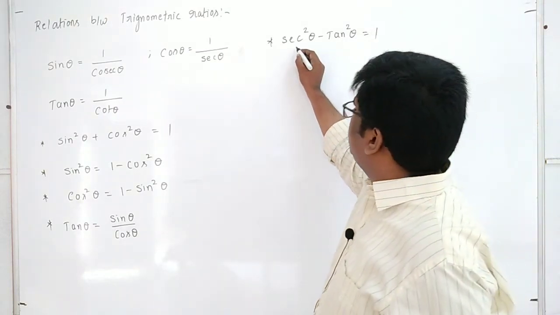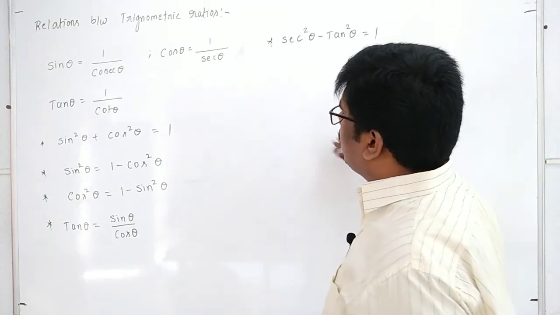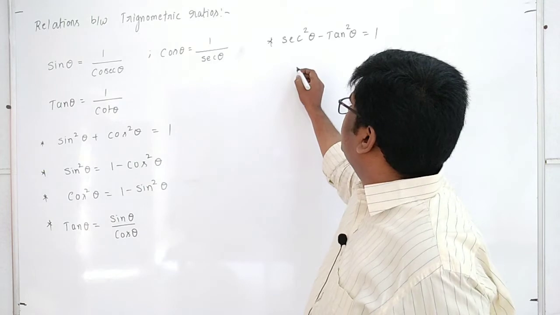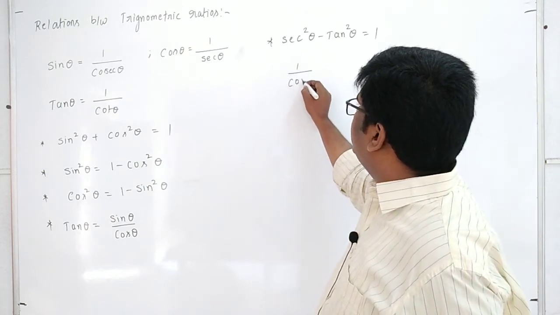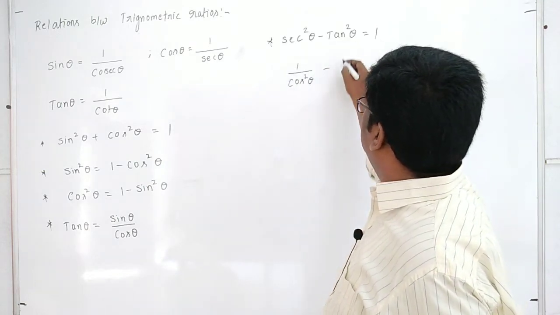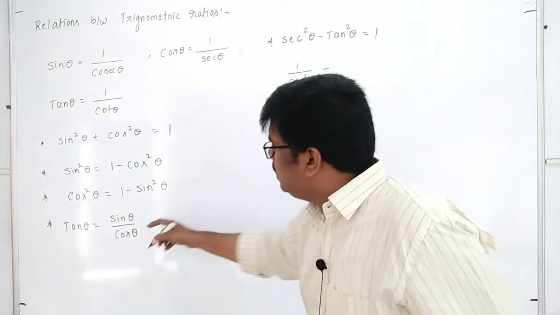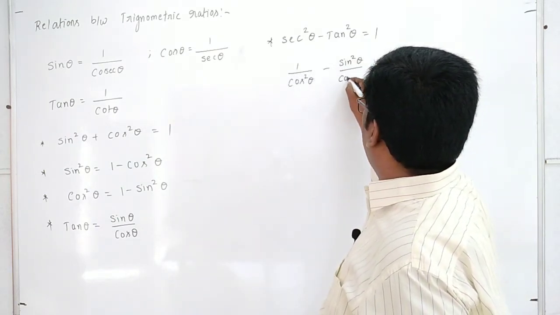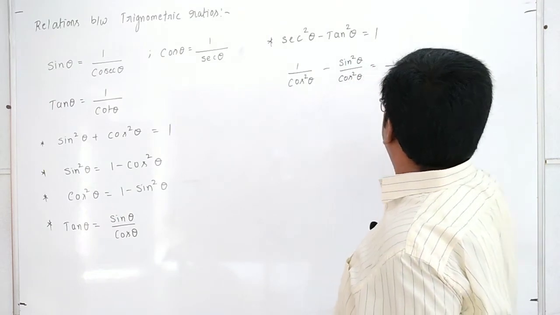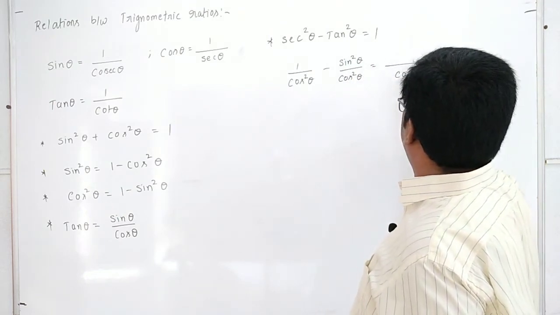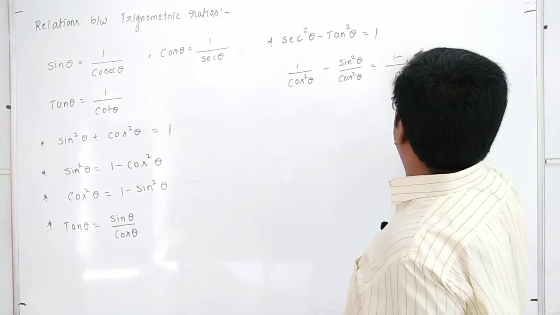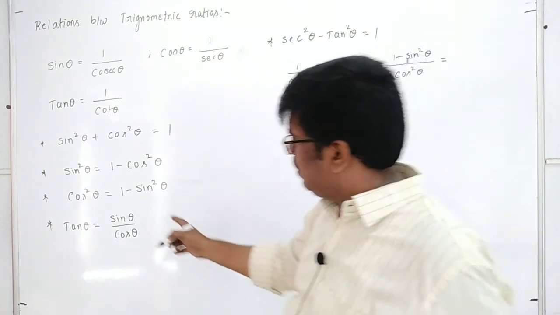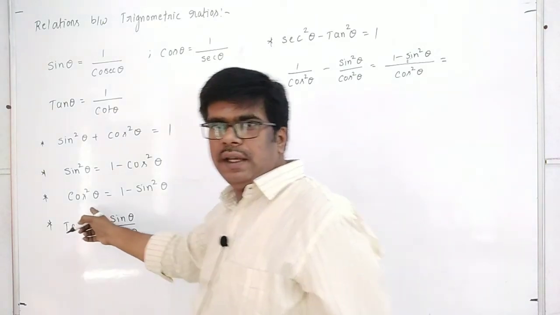So secant means 1 by cos, and cos means 1 by secant. So 1 by cos square theta minus tan square theta: tan theta means sin theta by cos theta, so sin square theta by cos square theta. The denominator is cos square theta. If you take the LCM, what is in the numerator? 1 minus sin square theta. So 1 minus sin square theta means what? That is cos square theta only, or not?